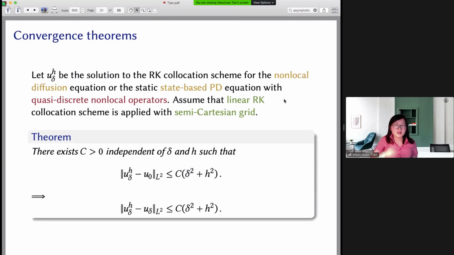So in the end, we have this convergence theorem for these quadrature-free methods, which is that again the difference between this and u0 is delta squared plus H squared, and because we use the approximate operators instead of a real non-local operator, the difference between this and this is also delta squared plus H squared.